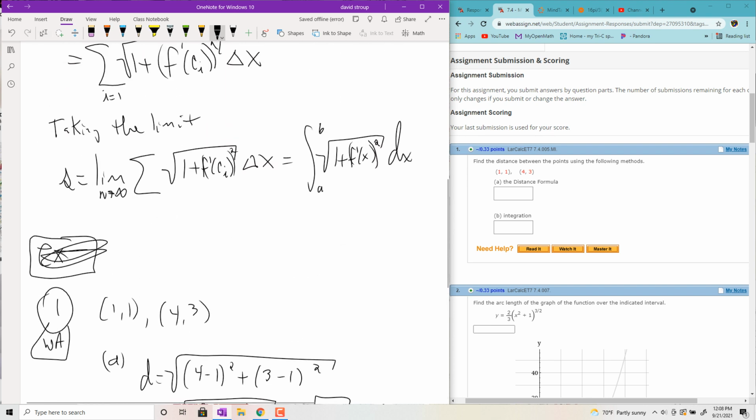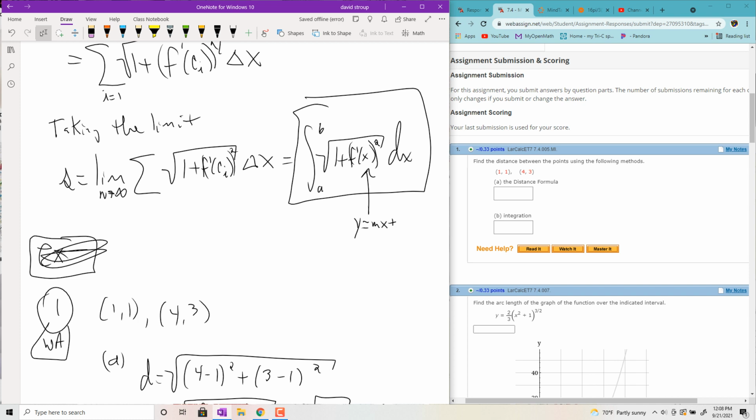For our integral, we need this f prime. But if you're talking about a line, y equals mx plus b, the derivative is just the m, right? So all you need really is the slope to put that integral together. So note here the slope is y2 minus y1, so 3 minus 1, all over x2 minus x1. So that's just 2 over 3.